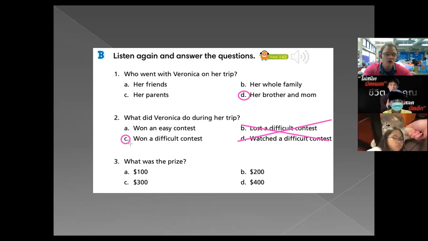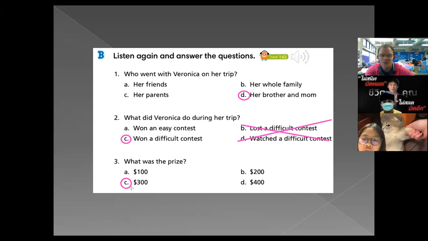Who can tell me, before we go to number 3, what was the contest about? Do you guys remember? Climb the highest mountain. Excellent. Well done. They were there to climb the highest mountain and they won. How much money did they win? So number 3, what was the prize? $100? $300. Are you sure? Yes. Do you know how much is $300 in baht?